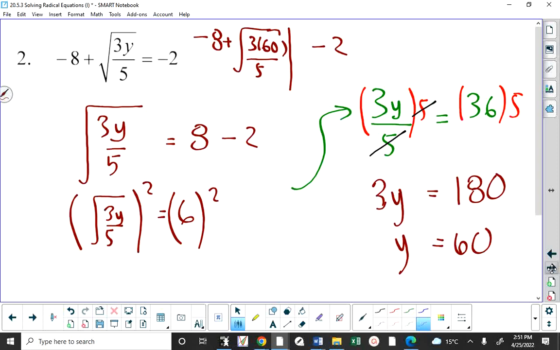And the square root of 36 is 6. Negative 8 plus 6 is negative 2. Again, all is right in the world. That's a correct solution.